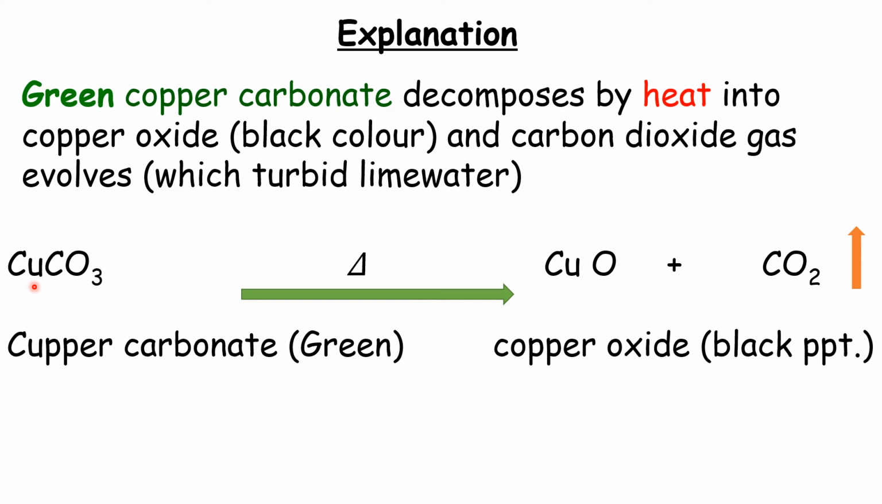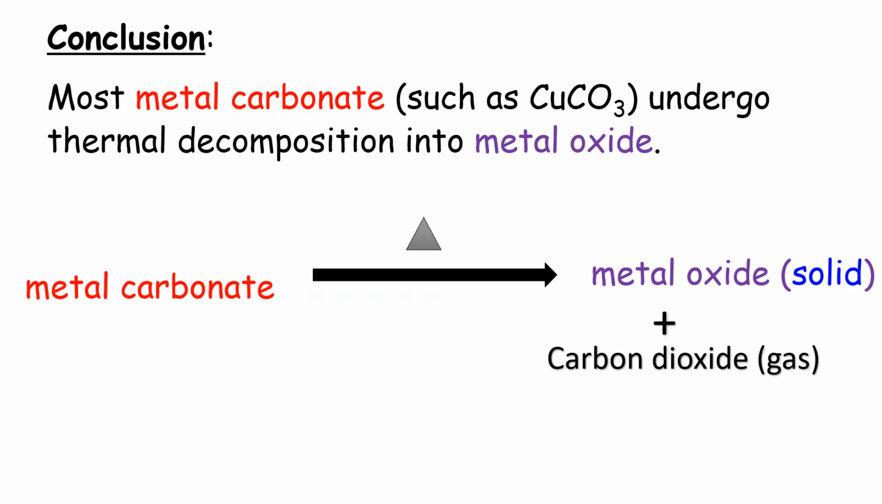So copper carbonate which is green color, when it is heated it decomposes into copper oxide, which is black precipitate, and the carbon dioxide gas evolves. Conclusion: most metal carbonates such as copper carbonate undergo thermal decomposition، يعني بيحصل لهم تفكك into metal oxide. Metal carbonate by heat gives metal oxide which is solid or precipitate, and the carbon dioxide which is gas evolves.